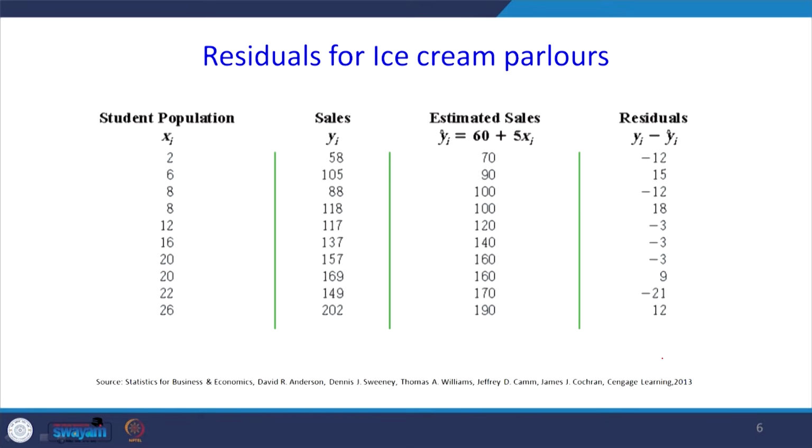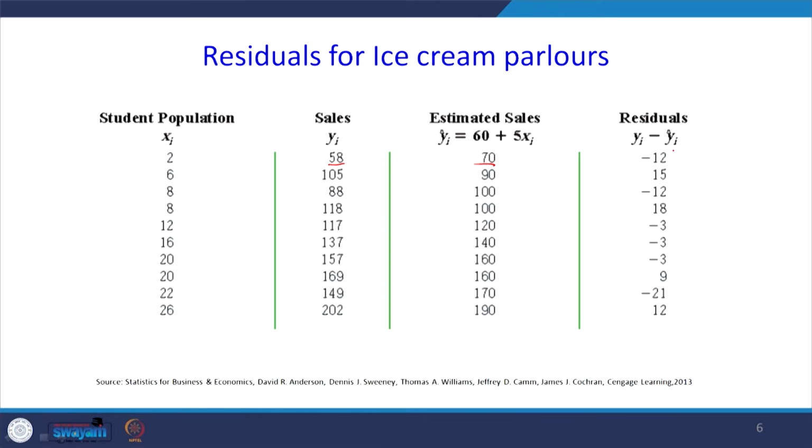This example is adapted from Statistics for Business and Economics, David R. Anderson, Sweeney and Williams. Student population xi: 2, 6, 8, 8, 12 and so on. Sales of ice cream is given. We have fitted the regression line yi hat equal to 60 plus 5x. When you substitute the x value here, this is actual 58, this is our predicted 70. The difference is 58 minus 70, which is minus 12. Then 105, 90, the difference is 15. So, this yi minus yi hat is the residual.